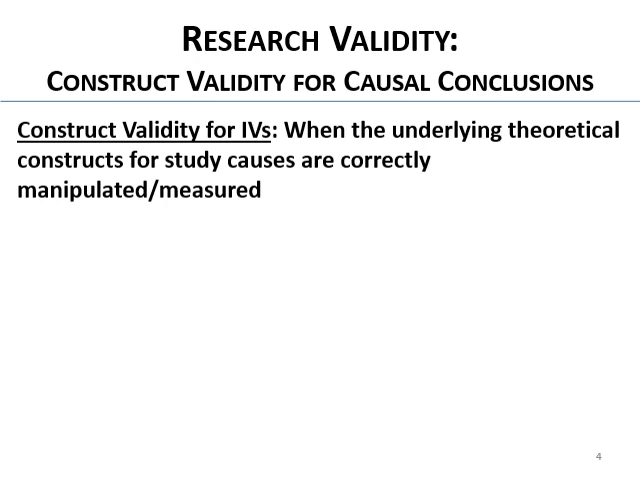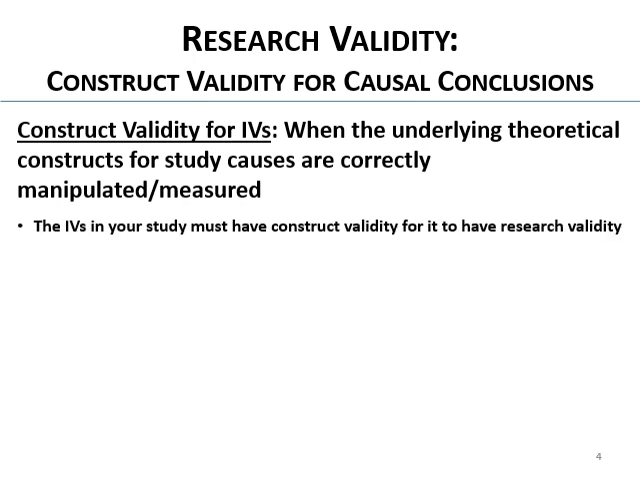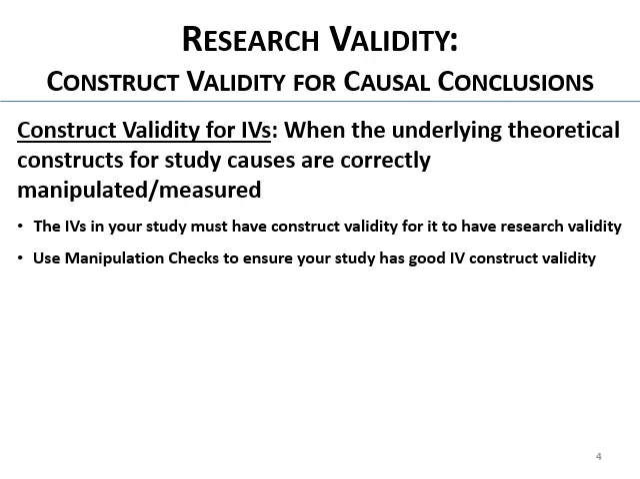So let's switch specifically to construct validity for your IVs, your causes. When the underlying theoretical constructs for study causes are correctly manipulated and measured in your study, you have construct validity for your independent variables. So the IVs in your study must have construct validity for your study to have research validity. So one way to ensure that you have correctly manipulated or measured those underlying causes, that is your IV was well done, is to do what we call manipulation checks. So manipulation checks are used to ensure that your study has good IV construct validity.